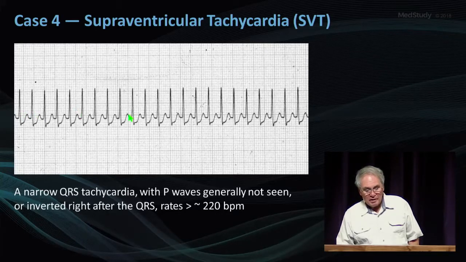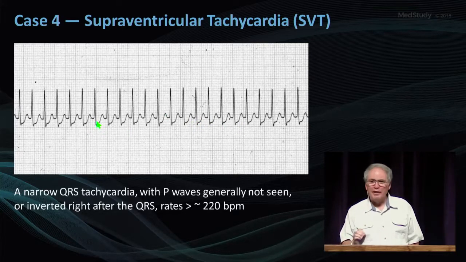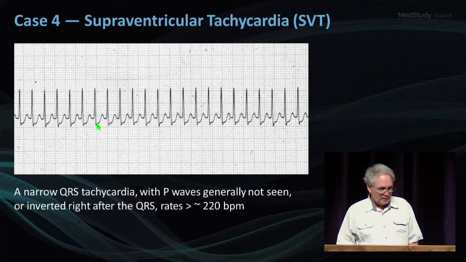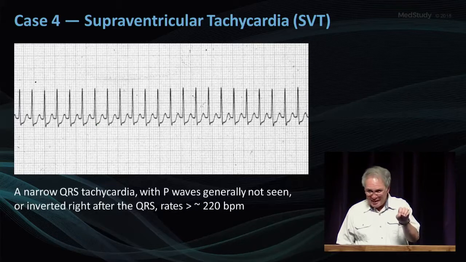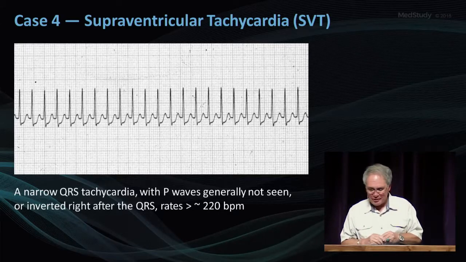A narrow QRS tachycardia at a very rapid rate where P waves are hard to see. I don't really see any here. These are T waves. And if you do see them, they're sometimes upside down, the P waves, and it's rock regular. This rhythm is rock regular. And this is, of course, supraventricular tachycardia. When you listen to them, it's very characteristic. It sounds almost like a machine gun. It's a very characteristic sound.